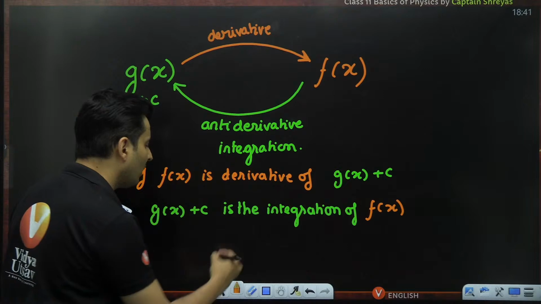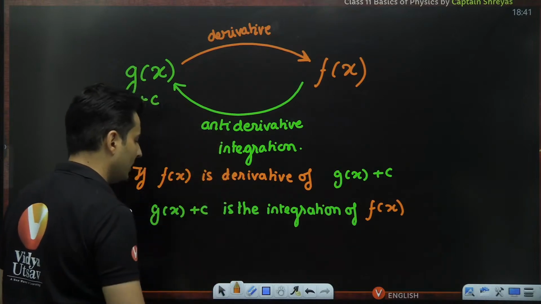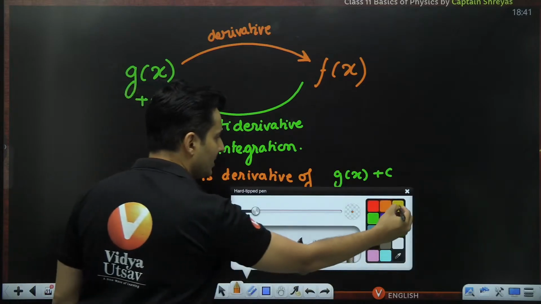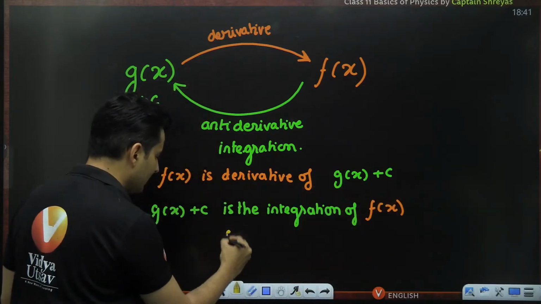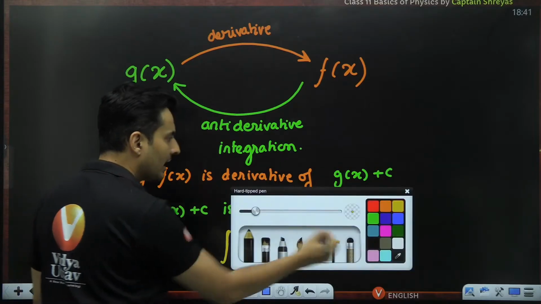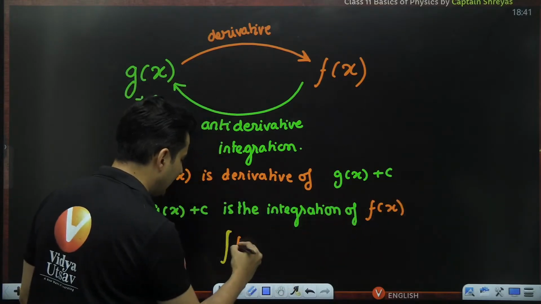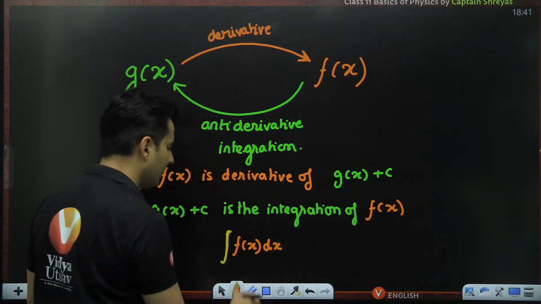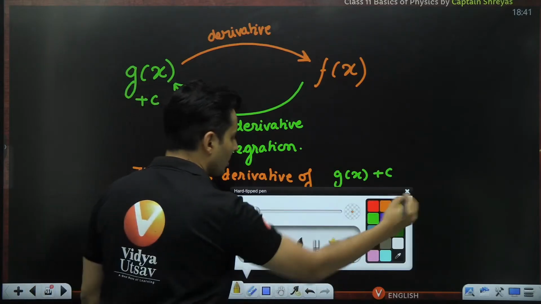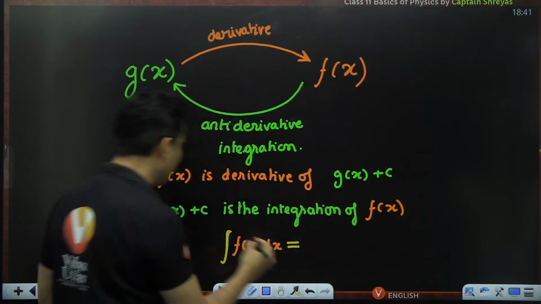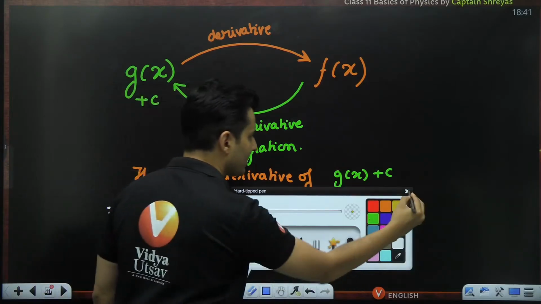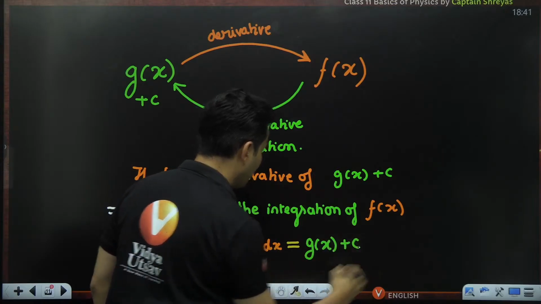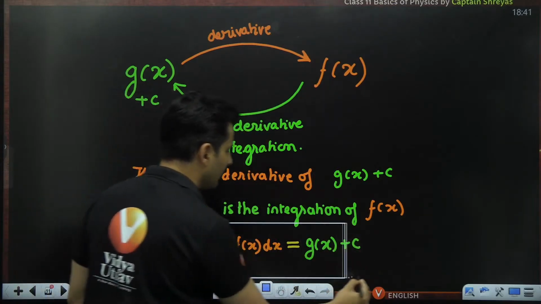But do I know the symbol of integration? Of course I know it. The integration symbol is basically this one, which we have just seen. Integration of f of x means like this, but always you have to integrate it with respect to something. The answer to this will be nothing but g of x plus c.